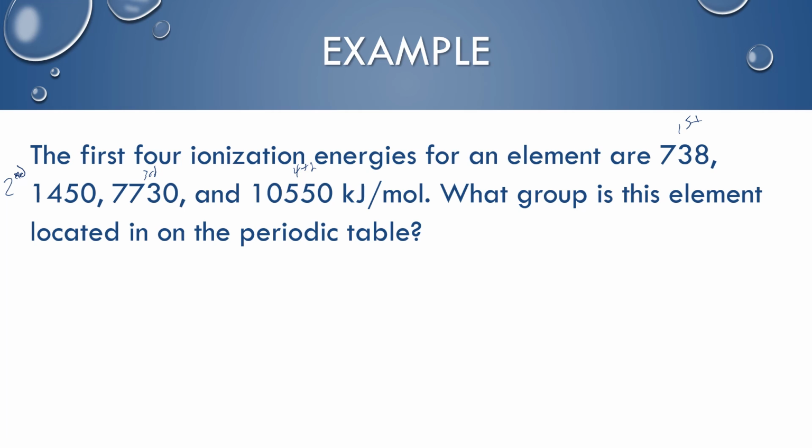You want to look for the jump. The difference between first and second is about 700. The difference between the second and the third is about 6,000. And the difference between the third and the fourth is about 3,000. So the largest gap is between the second and third. That means the first two electrons to be removed are valence electrons, and the third one is a core electron. I don't know how many total, but I know two of them are outer, and the third one is much closer. So it could be beryllium, could be magnesium, but you're looking for something with only two valence electrons, which means it's in group 2.